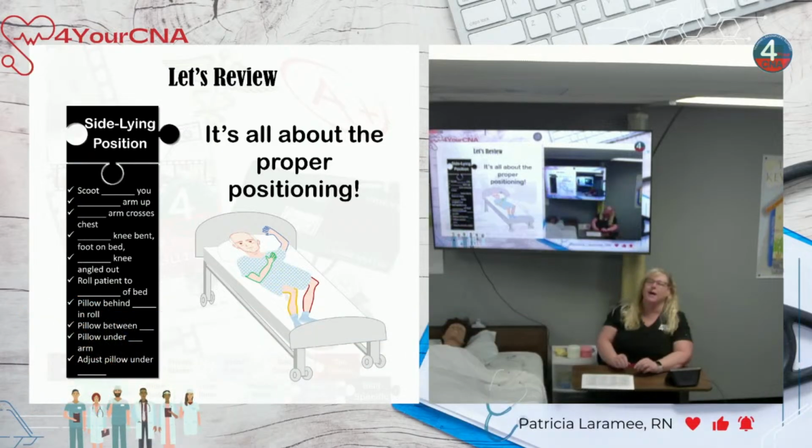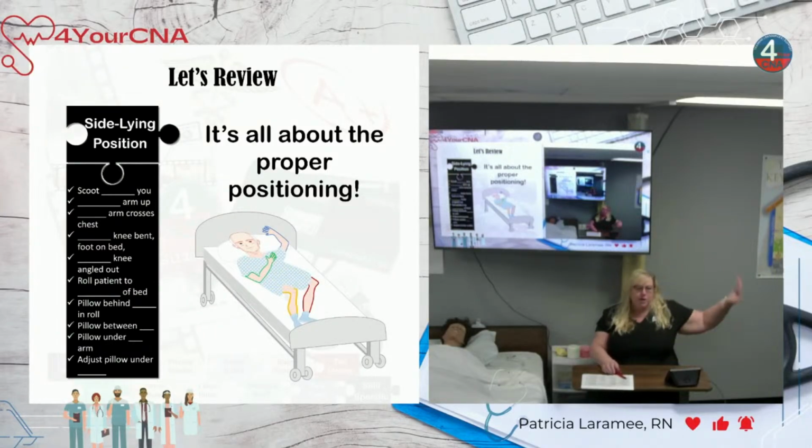Okay, so side lying position. This is when we're going to turn somebody on their side and use some pillows to keep them in place. So the furthest arm goes up, closest arm crosses the chest, closest knee is bent, furthest knee is angled out. And then you just roll them. Do you roll them towards you or away from you? Away from you. We're going to put a pillow in a roll behind the back. We're going to put one in between the legs, specifically between the knees and ankles, so they're not rubbing together. One under that top arm and adjust the pillow under the head. The call light should go in the bottom hand for this skill.